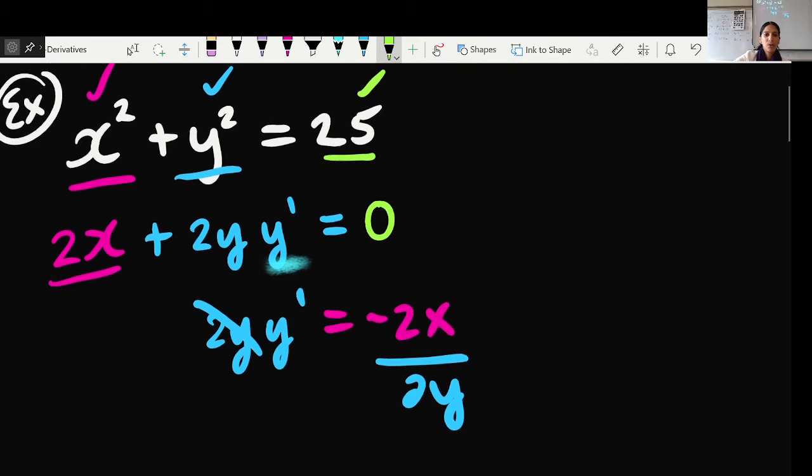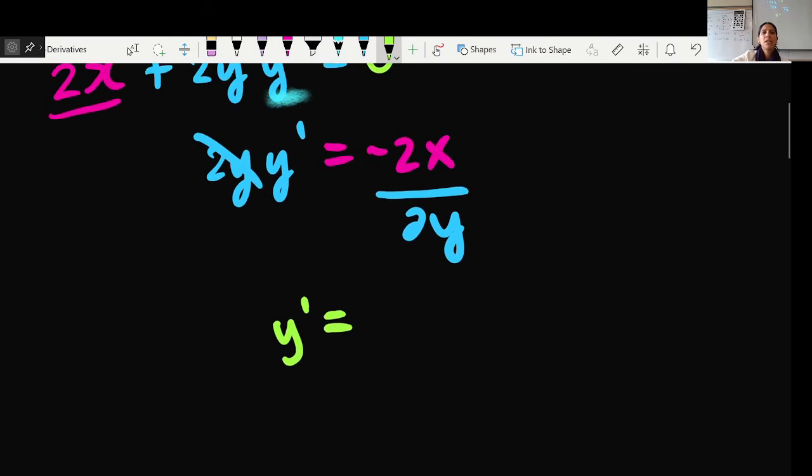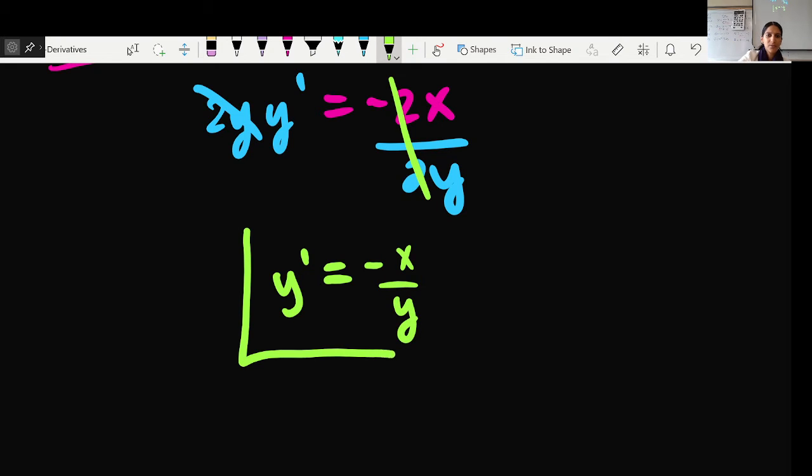That gets rid of it. So after all that work, y prime is simply equal to, we can just get rid of those, right? So it's just going to be negative x over y. There's our answer.